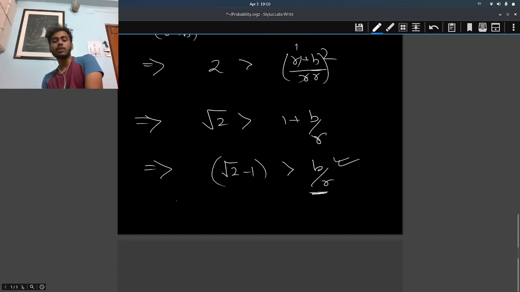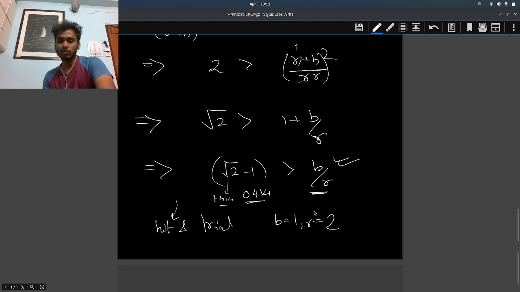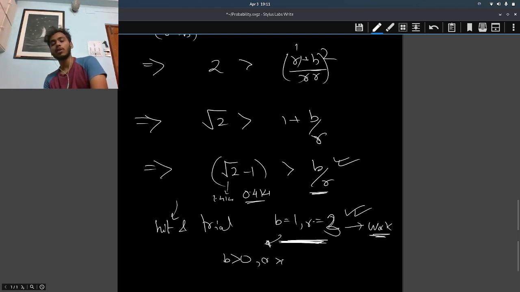Okay, now at this point we can do hit and trial. b equal to 1, r equal to 1. Is it going to work? Nope, b by r is 1. The value of root 2 minus 1 is approximately 0.414, right? Because root 2 is 1.414. So b equal to 1, r equal to 2, is it going to work? No, 0.5 is not less than this. b equal to 1, r equal to 3 does work, and if you check, this is the minimum number of socks at least which you can keep if b is greater than 0 and r is greater than 0.